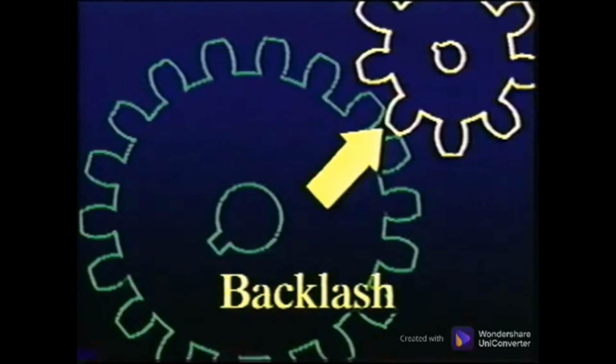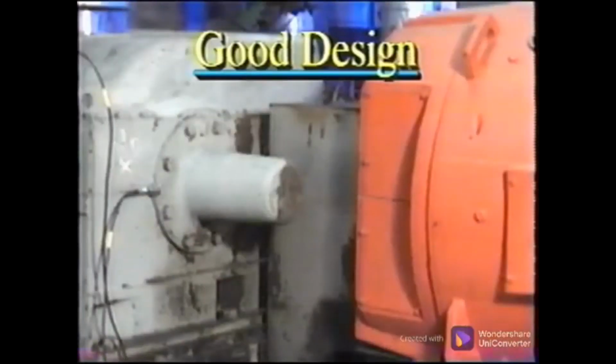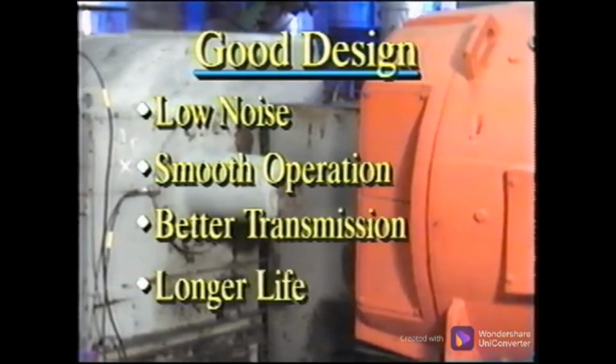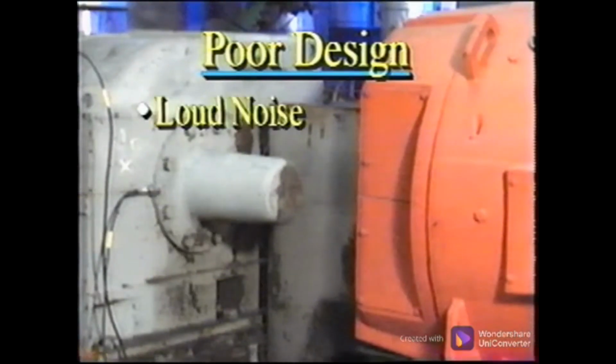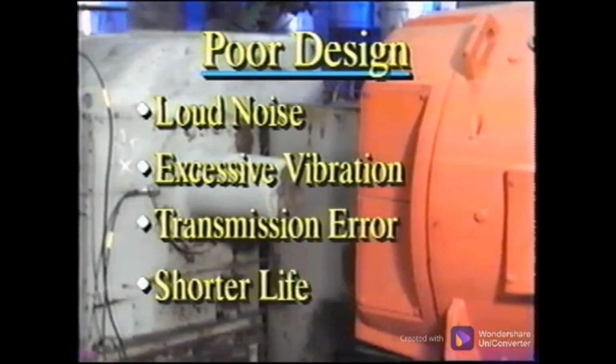When the gears are heavily loaded, the teeth will bend or deflect, decreasing the tolerances. The tolerance must be such that the meshing action will not allow contact on the back side of the teeth. All of these design considerations affect how well the gears perform transmitting torque and reducing or increasing speed. A good design will have low noise, smooth operation, better transmission, and longer life. A poor design will have loud noise and excessive vibration, and transmission error will reduce the life.